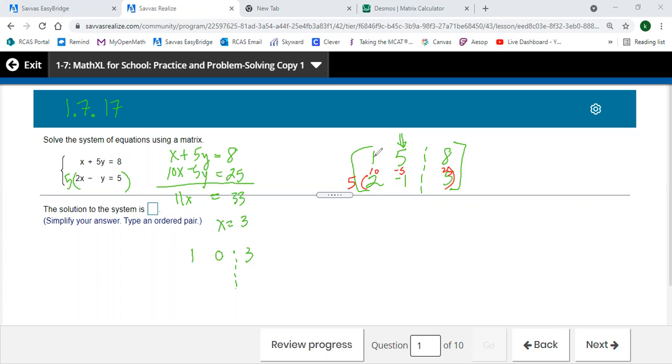When you add them together, you've got an 11, 0, and 33 in that top row. And I'll leave my 2, -1, and 5 like they were. Then I divide these by 11 up here to get this first row in the form it needs to be. So I've got 1, 0, 33 divided by 11, 3.